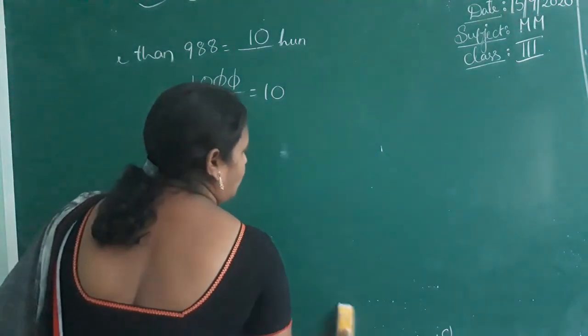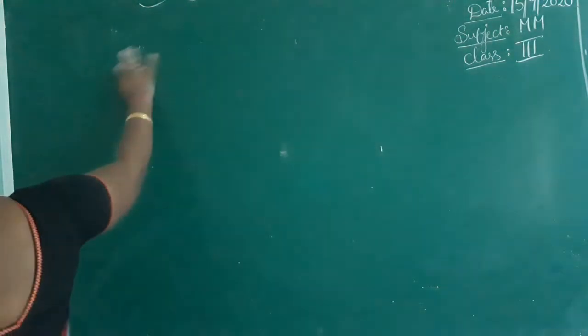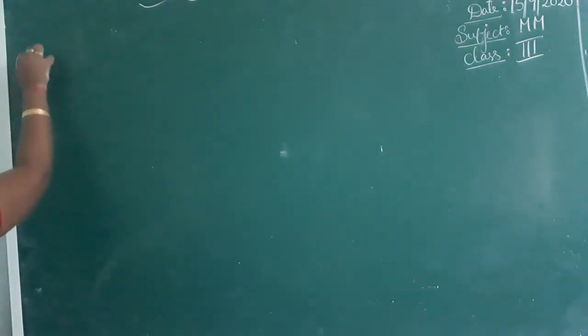See the 10th one, children. They have given 2 clocks in the 10th one. See that, children? 2 clocks were given for us. 10th one.